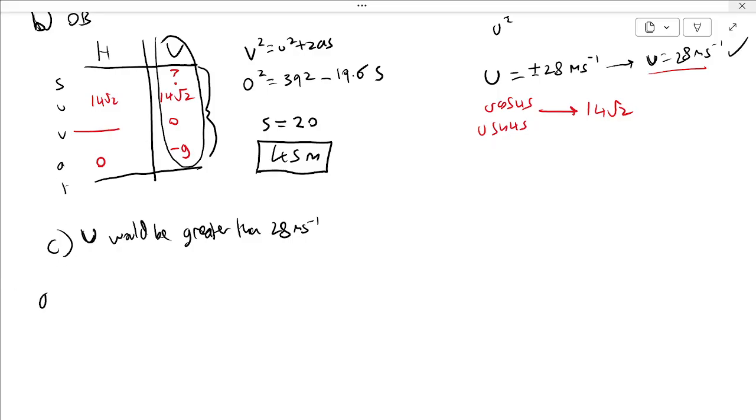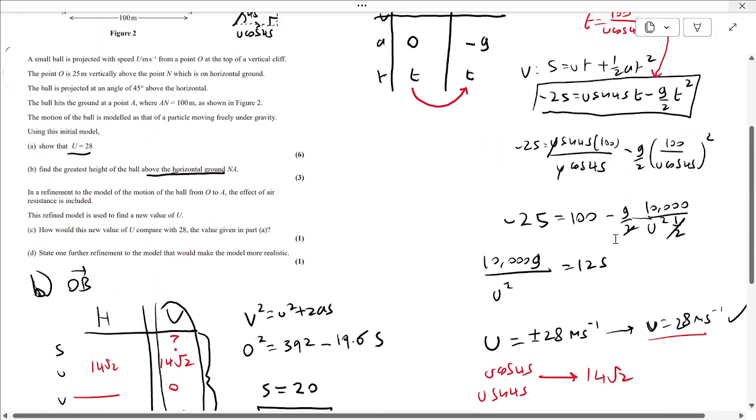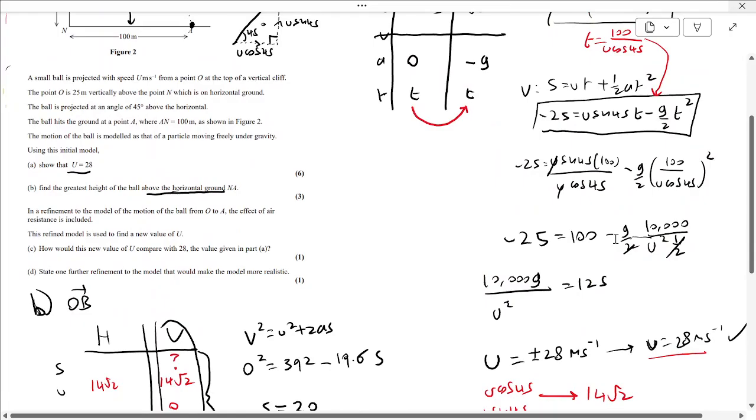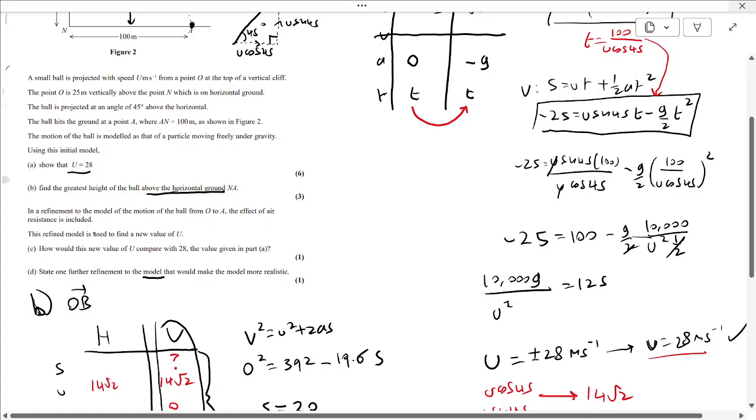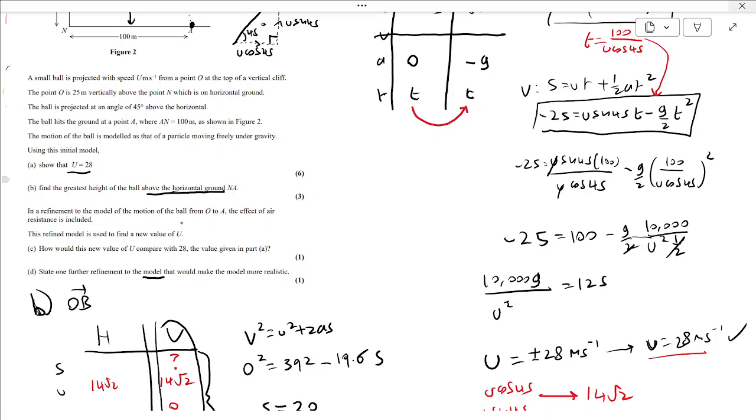And part D, I think part D was about the model, right? Yeah, state one further refinement to the model that would make it more realistic. Okay. So two things. First of all, don't write air resistance. Please don't. I've seen that so many times. Part C says we include air resistance, and then part D says state one further refinement. So if you write air resistance, you'll get 0 marks, okay? It wants something else, something extra other than air resistance, which is the most obvious one. That's what everyone always writes.